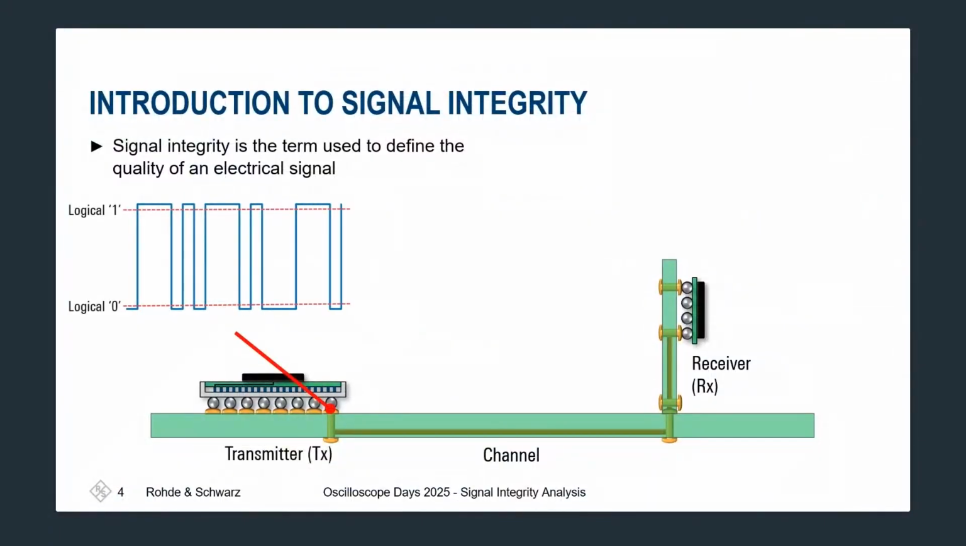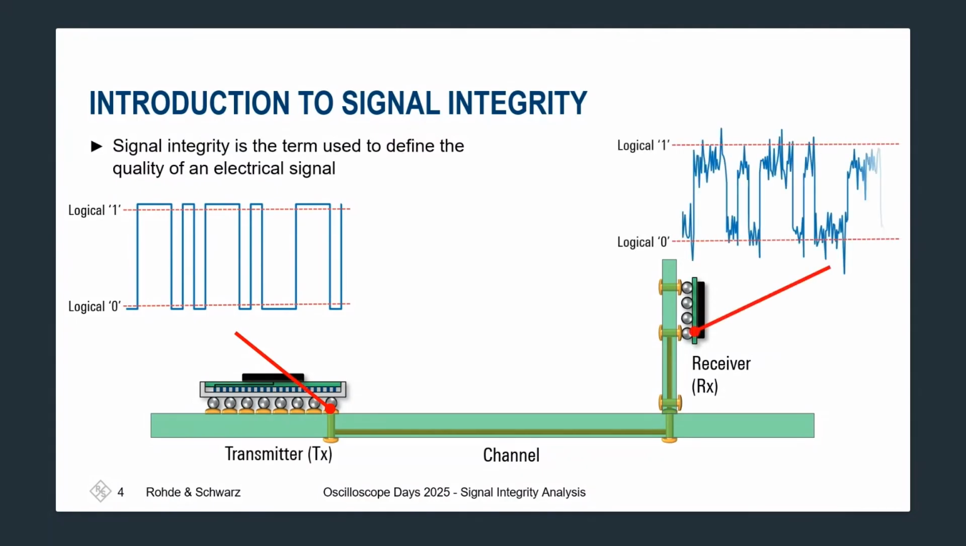So, what is signal integrity? Signal integrity is the term used to define the quality of a signal. If we look at the transmitter side here, coming out from this chip, we have an ideal non-return to zero signal. Just through the medium of a channel and vias going through to the receiver on the other end, we can see that we have distortions. This is what we're trying to measure, define, look at, and identify where the issues are coming from.